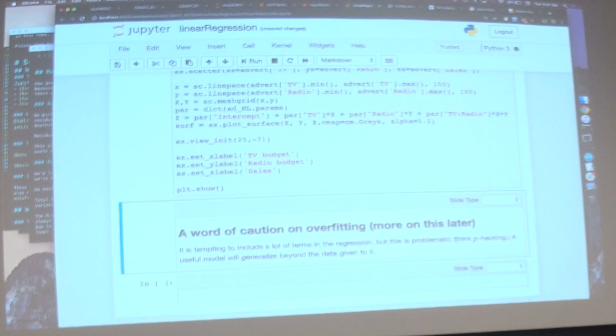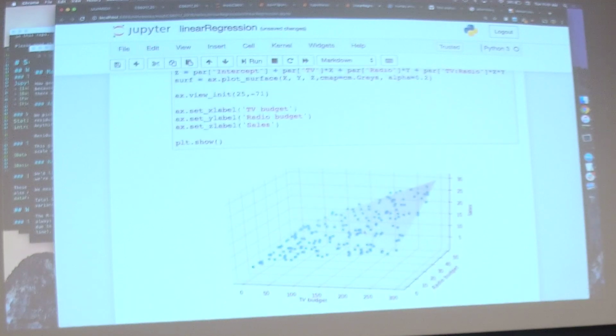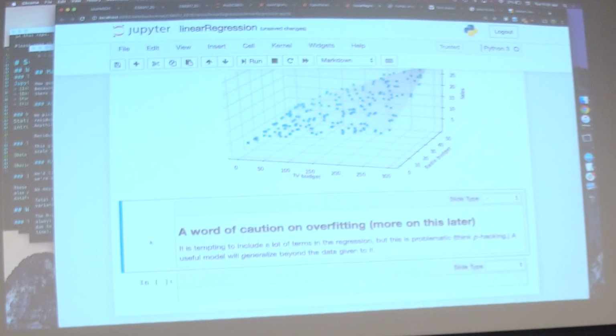So if we plot this, it's hard to see here, but this is no longer a plane. There's actually some curve. As we multiply the TV and radio, there's a little bit of a curve up. So the more terms we add, the higher our R-squared value is always going to be. Okay? So kind of like p-hacking, you can get whatever R-squared value you want by adding more terms, but that doesn't mean your model is better.